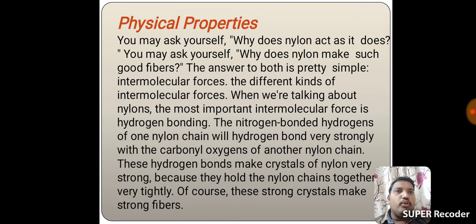The answers to both are pretty simple: intermolecular forces, the different kinds of intermolecular forces. When we are talking about nylons, the most important intermolecular force is hydrogen bonding. The nitrogen-bonded hydrogens of one nylon chain will hydrogen bond very strongly with the carbonyl oxygens of another nylon chain. These hydrogen bonds make crystals of nylon very strong because they hold the nylon chains together very tightly. Of course, these strong crystals make strong fibers.